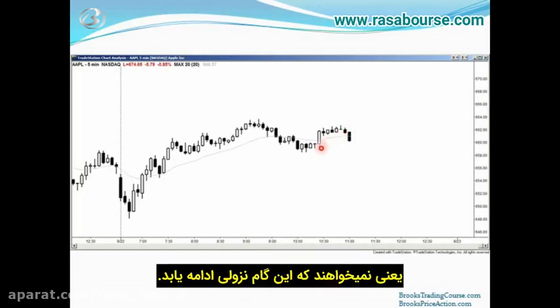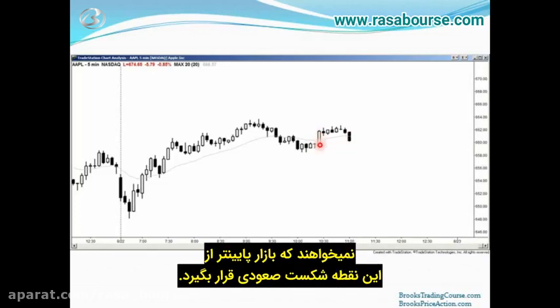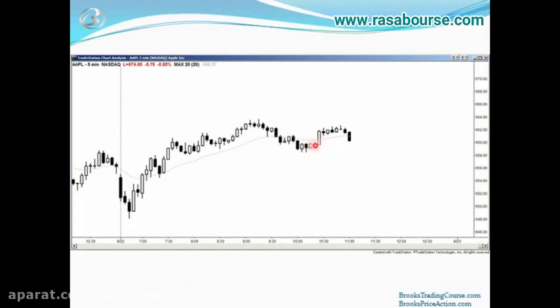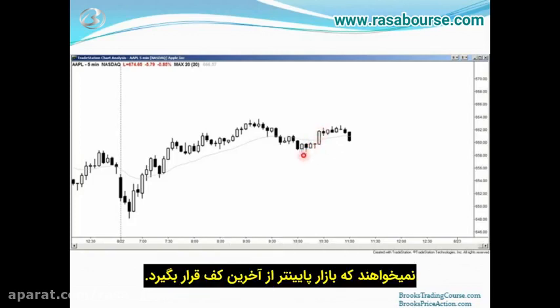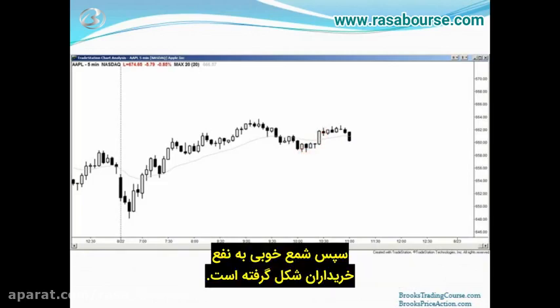They do not want the bears to have follow through. For example, they don't want the market to fall below this breakout bar. They do not want the market to fall below the breakout point where the breakout bar occurred. They do not want the market to fall below the most recent higher low. Great bar for the bulls.